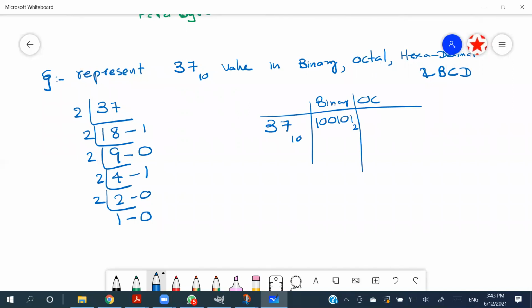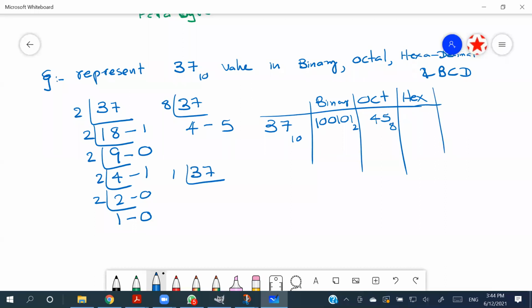And how are we going to convert this into octal? We are going to divide by 8, right? So I'll quickly divide by 8. So 4 and 3 is remaining, right? I'm sorry, 5 is remaining. 5 is remaining. So it is 45 in octal. And for hexa, 37 divided by 16.